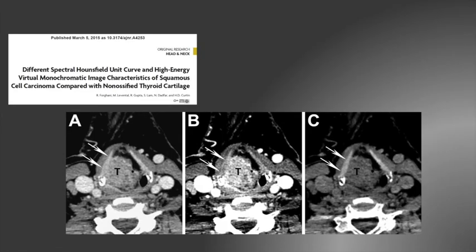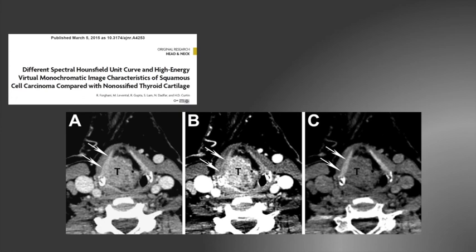I showed you some graphs, but let's look at an image. In part A of this figure, a 65 kV VMI is shown. There is a large supraglottic mass abutting the non-ossified thyroid cartilage. I think everybody would agree that it is not possible to clearly distinguish the boundary between tumor and the non-ossified thyroid cartilage. Now the middle panel demonstrates a 40 kV VMI. This somewhat improves the discrimination, but this effect is not consistent.